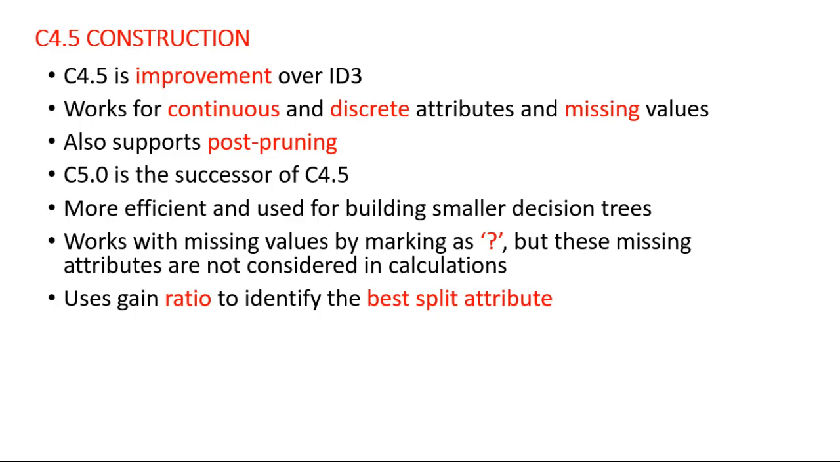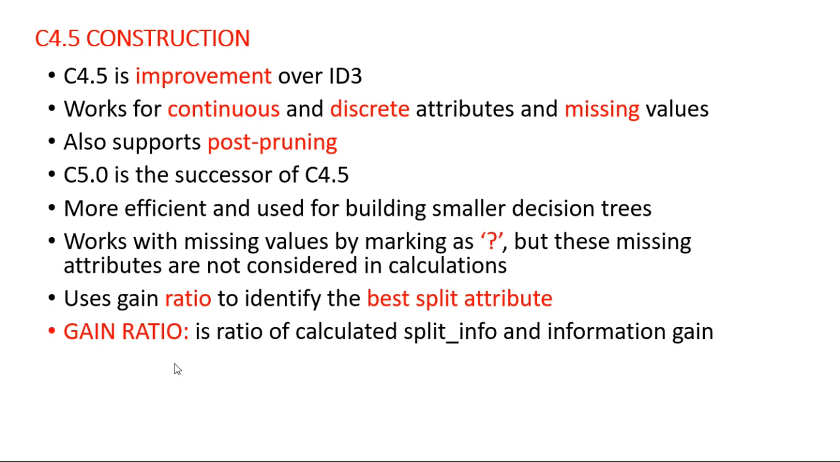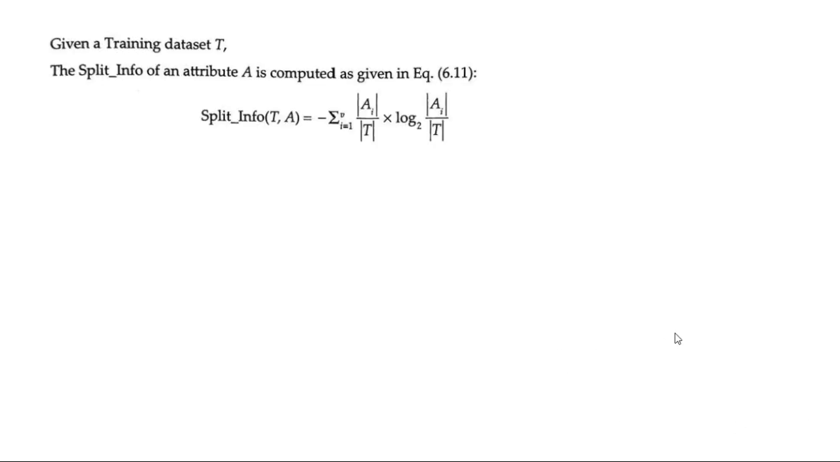So the main concept here is we'll be calculating the gain ratio for the attributes, and we will identify the best split attribute. That is, the attribute which has the best gain ratio would be chosen as the best split attribute. So what is gain ratio? It's the ratio of information gain and the calculated split information. So we will learn what split info is, what information gain is, and how to calculate gain ratio.